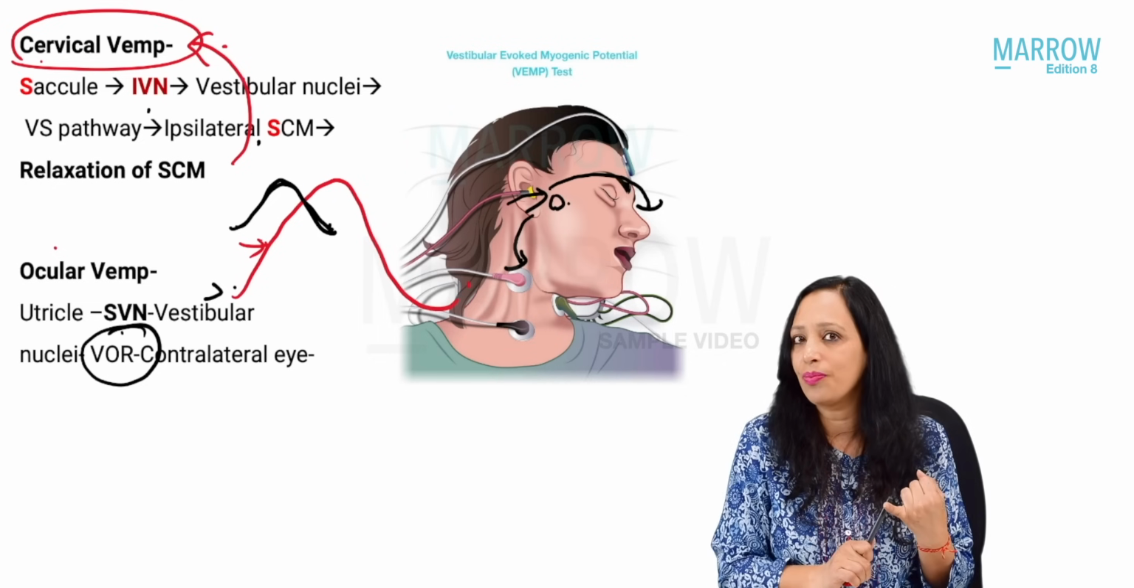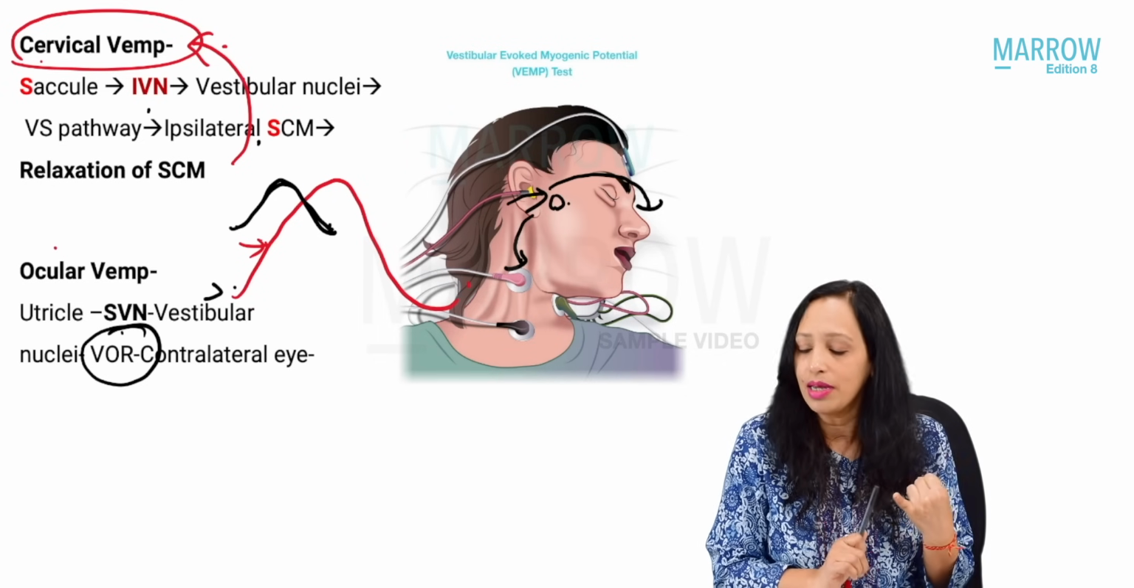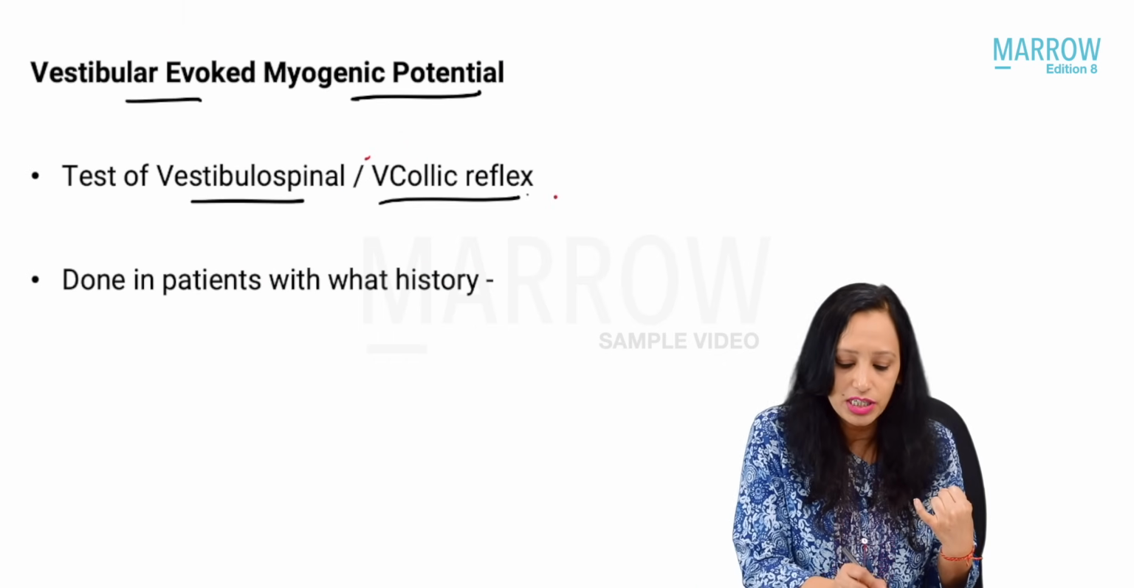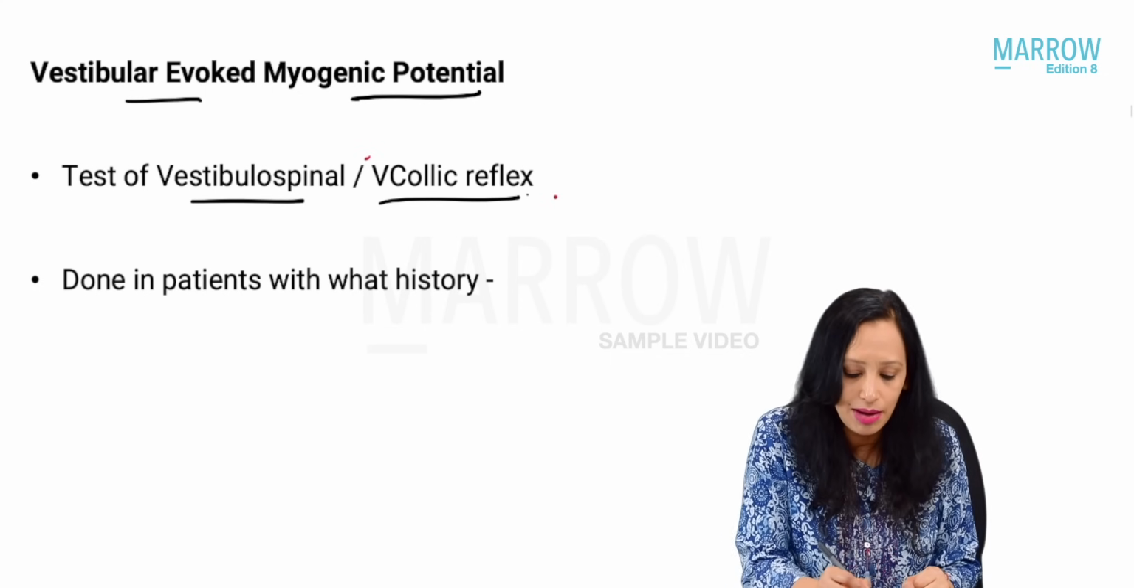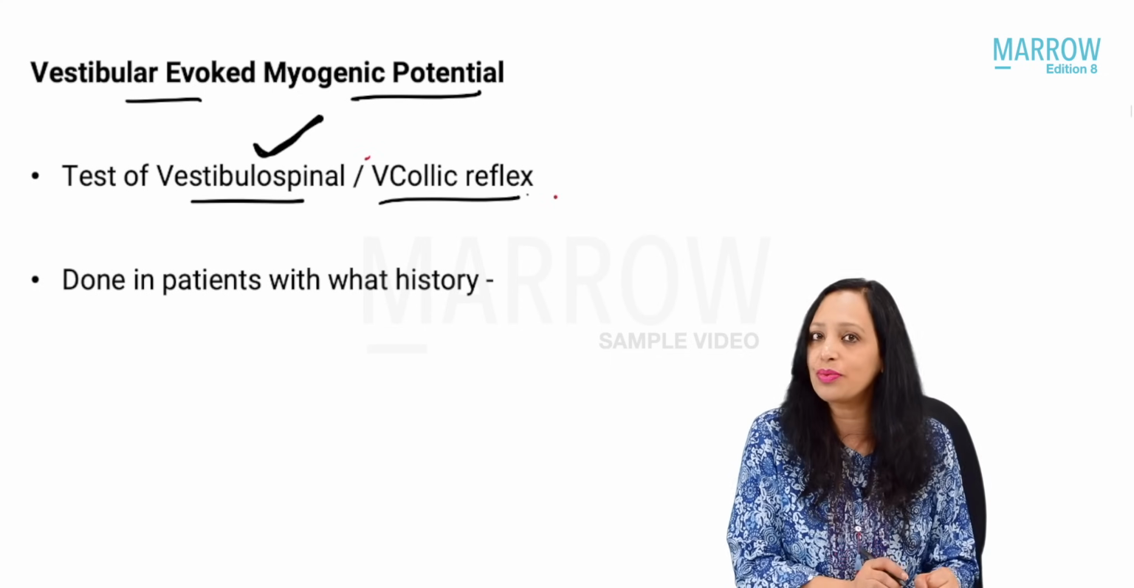So now do you know what is the full form of VEMP? Yes, VEMP is vestibular evoked myogenic potential. It is a test for which pathway? That has been asked in your exam. It is a test for the vestibulospinal pathway.